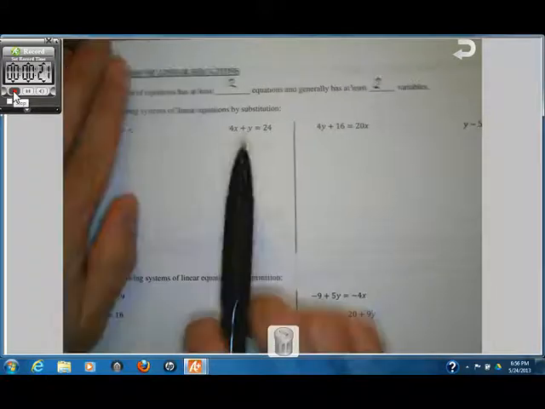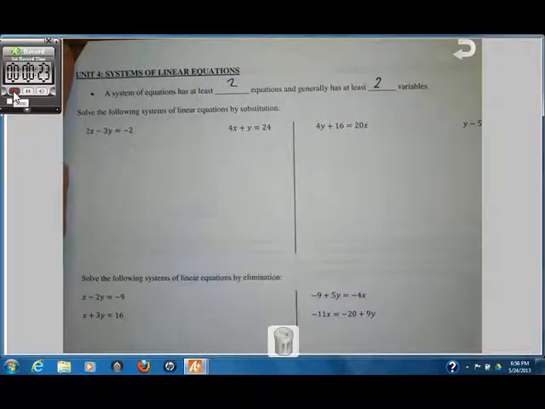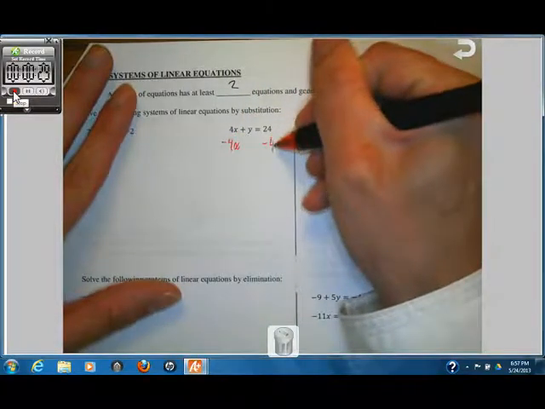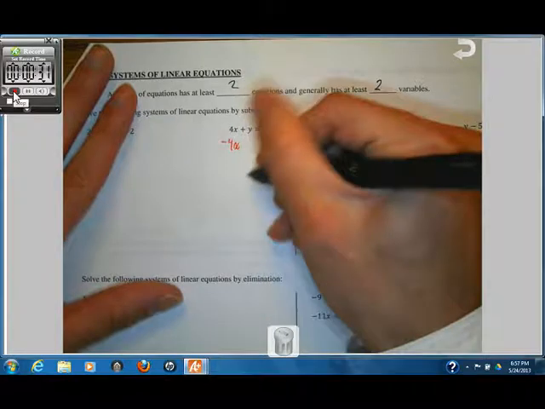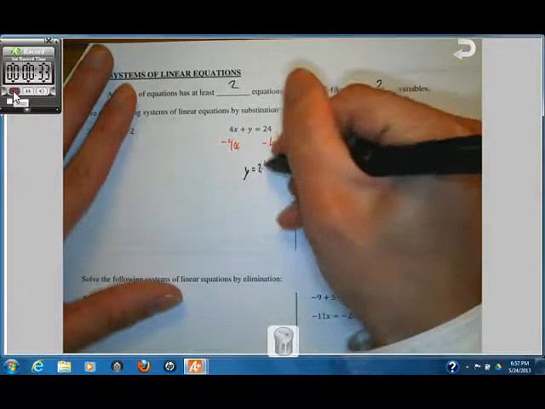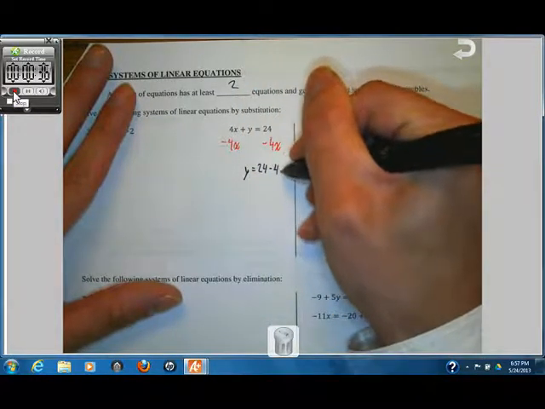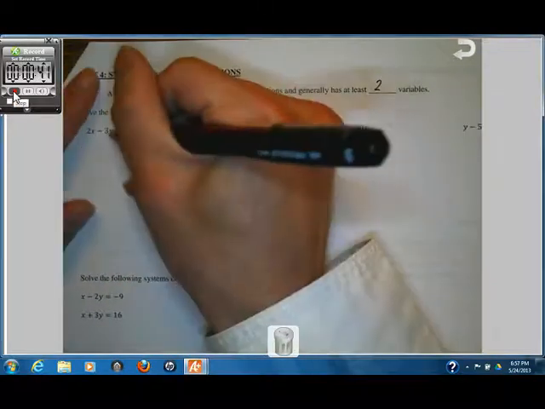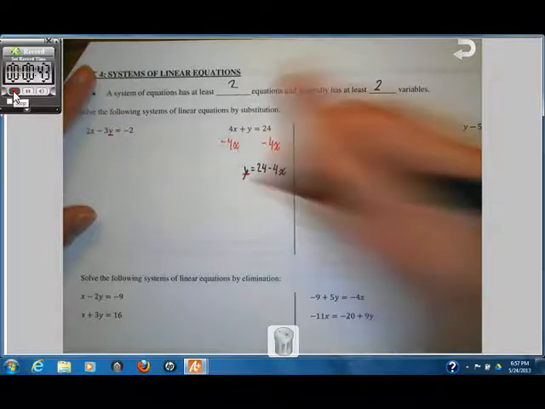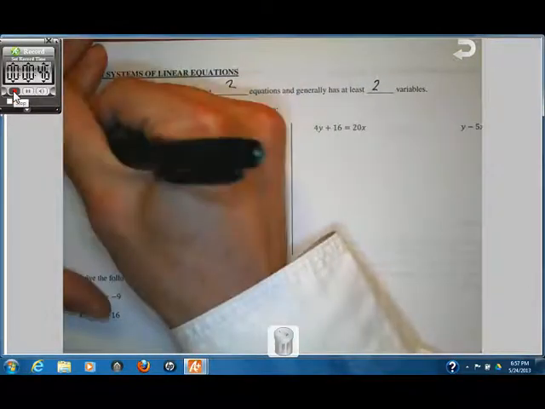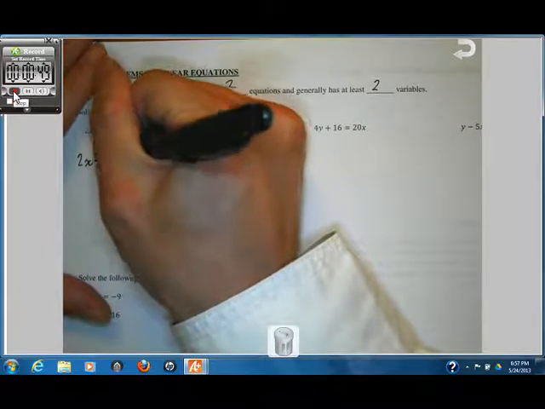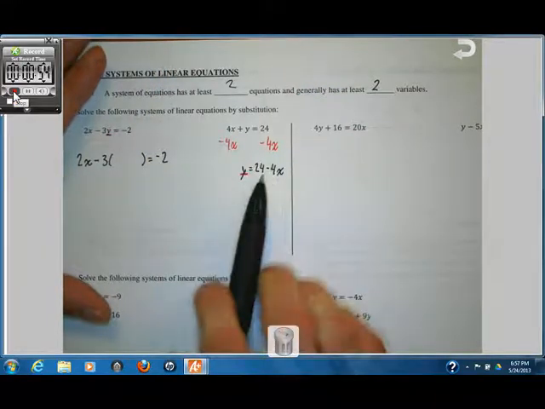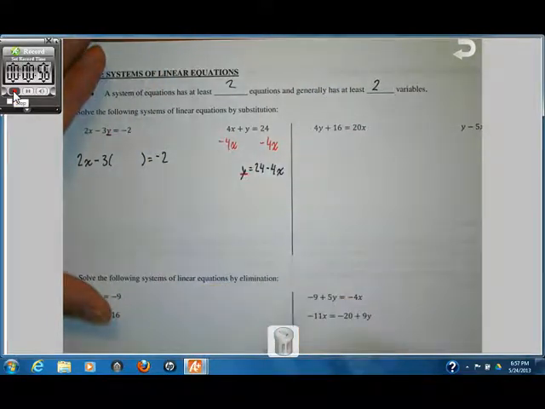In this case, it's very obvious I can get y by itself here. I only have to subtract 4x from both sides. So now I have that y is equal to 24 minus 4x, or negative 4x plus 24, doesn't matter. It'll all sort itself out in the end. Then you recognize that this y in this equation here is the same as this y in this equation here. So you have 2x minus 3, but instead of y, I'm going to leave myself a space, equals negative 2. Instead of y, I'm going to put this value in for y. So 24 minus 4x.